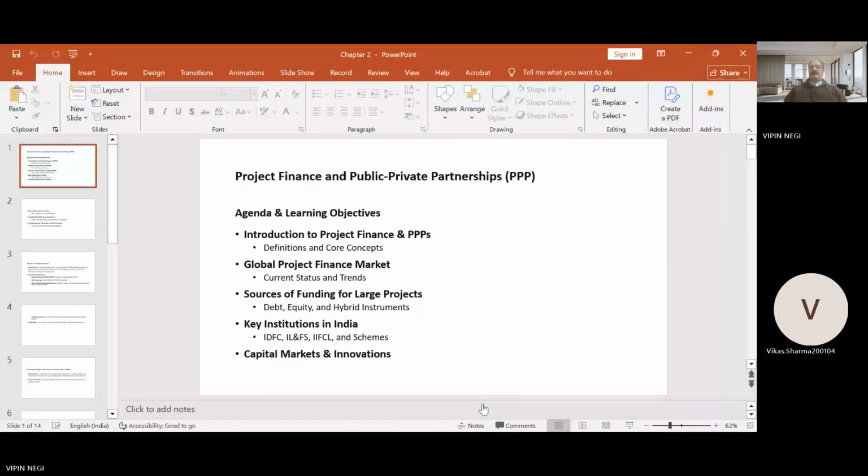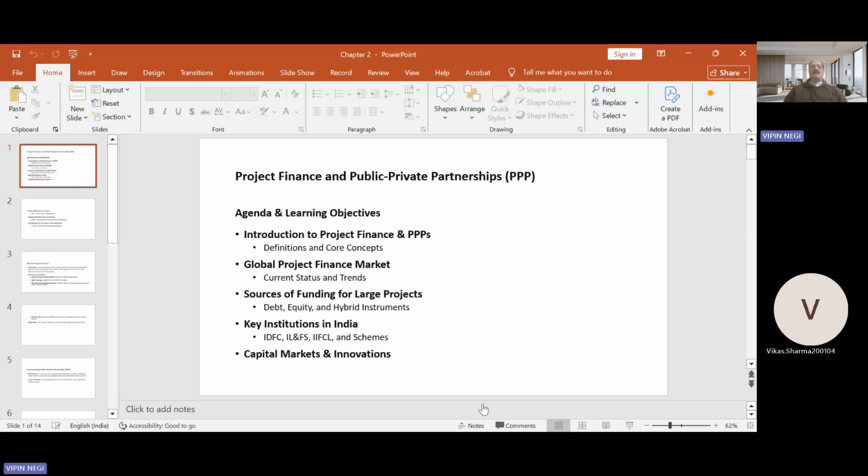I'll share the slide with you now. Let's share the slide first. Yes, here it is. Project finance and public-private partnerships. So this is the first topic which we will discuss.